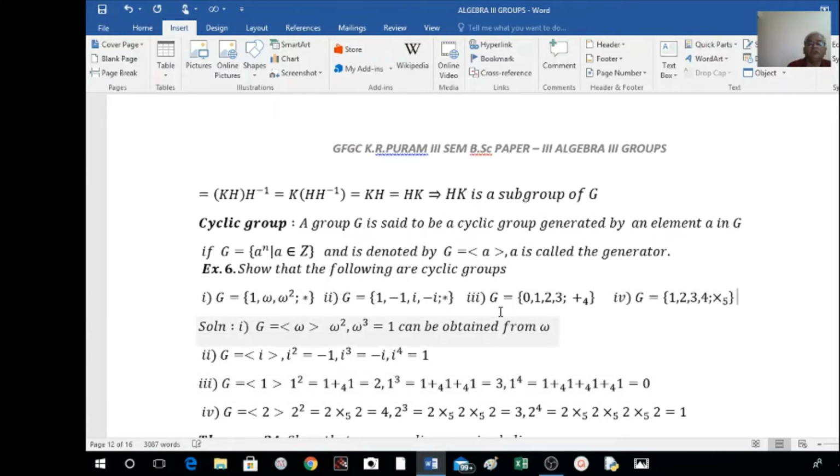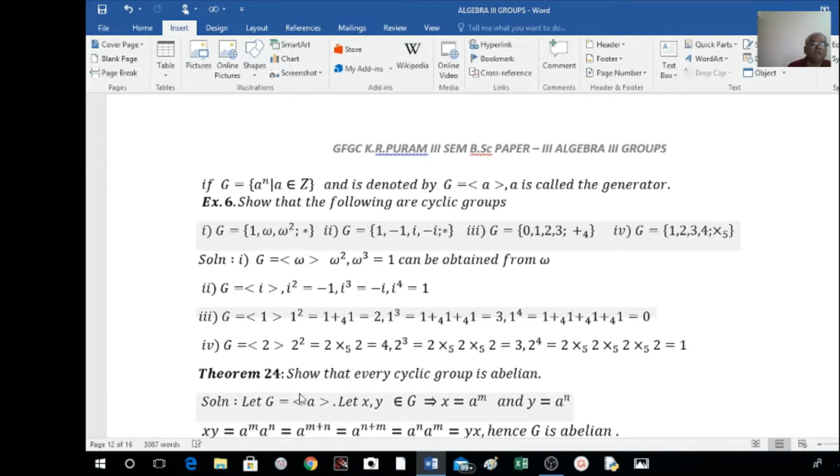Now coming to the third example, addition modulo 4 on the set 0, 1, 2, 3. Here 0 is the identity element, and all the other elements can be obtained from 1 by taking powers. So I will take 1. 1 squared means we have to apply the operation twice.